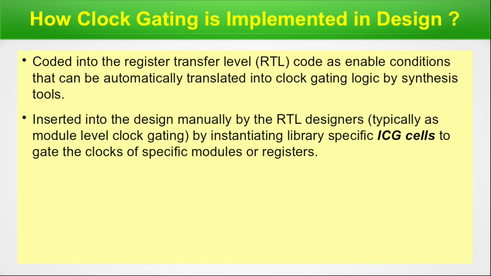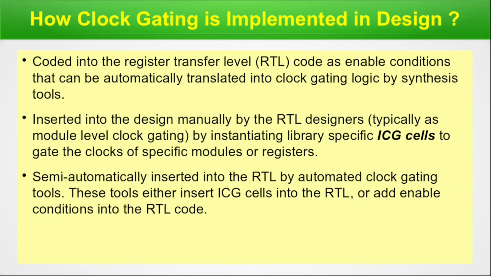Now, this is another way. First is the RTL modification, second using the ICG cells. Semi-automatically inserted into the RTL by automated clock gating tools. These tools either insert ICG cells into the RTL or add enable condition into the RTL code. This could be the third option where either the RTL modification or the ICG cell insertion can be judiciously done by the clock gating tool in an automated way.